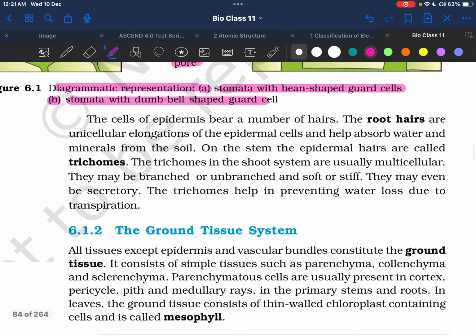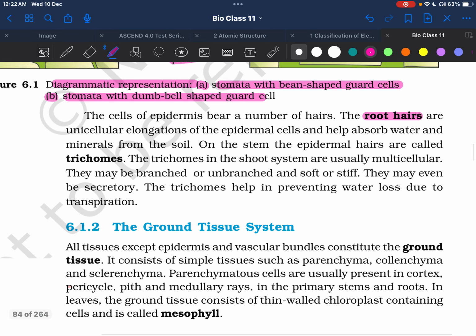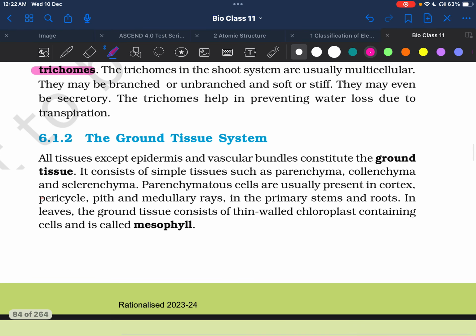The cells of the epidermis bear a number of hairs. The root hairs are unicellular elongations of the epidermal cells and help absorb water and minerals from the soil. On the stem, the epidermal hairs are called trichomes. The trichomes in the shoot system are usually multicellular. They may be branched or unbranched, and soft or stiff. They may even be secretory. The trichomes help in preventing water loss due to transpiration.